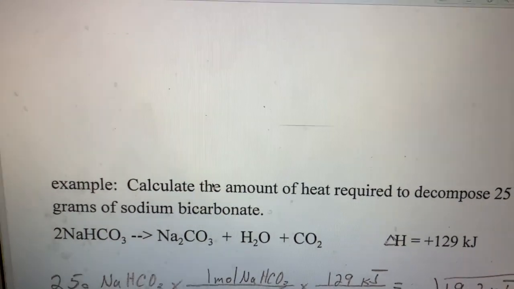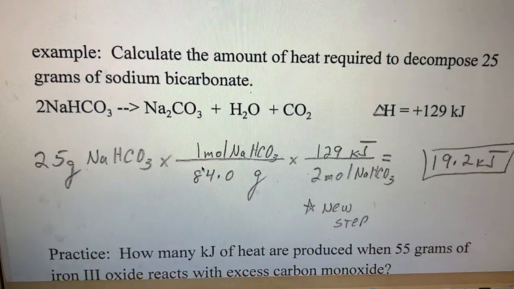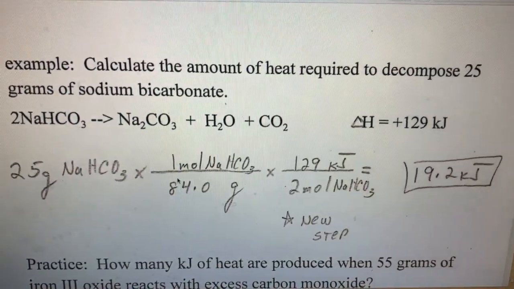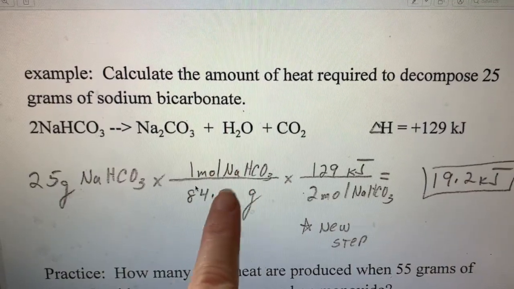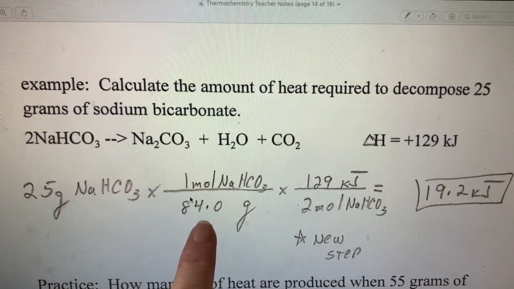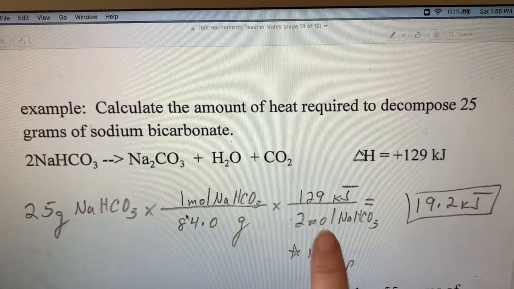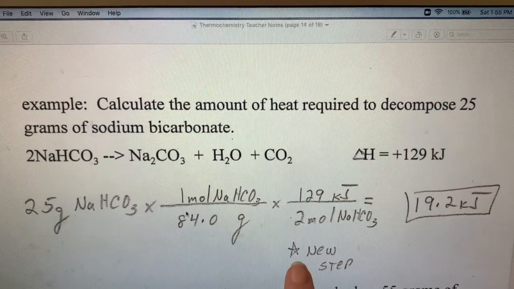Okay. But because I'm giving you this with a balanced equation, you can actually use this energy and the balanced equation to go from mass to energy. So let's look to see what I did here. All right, I'm starting with 25 grams of sodium bicarbonate. I'm going to change those grams to moles. All right, that's the molar mass from the periodic table. 1 mole of sodium bicarbonate is 84 grams. I'm then going, and this is our new step, that's why I put a little star here.